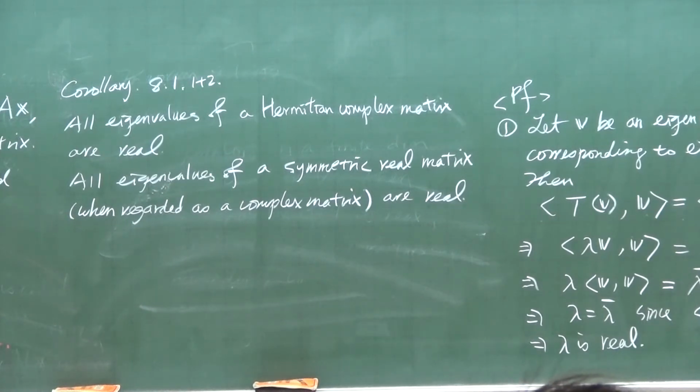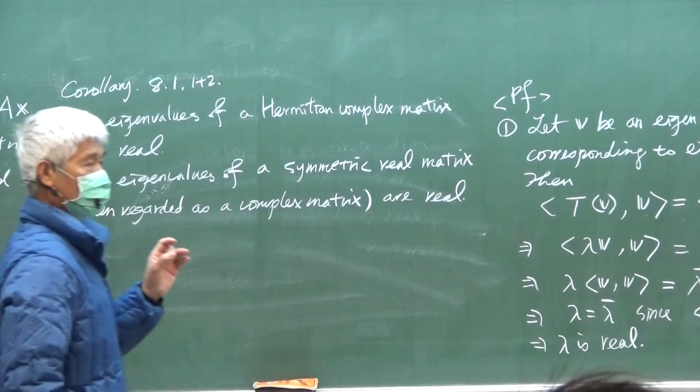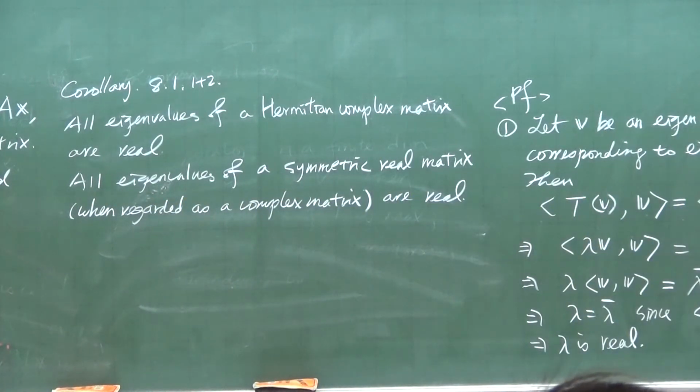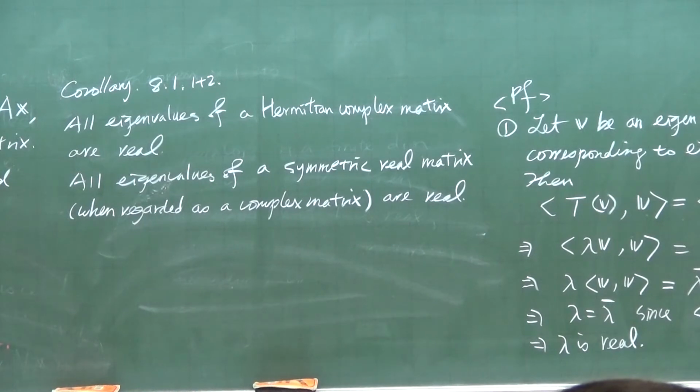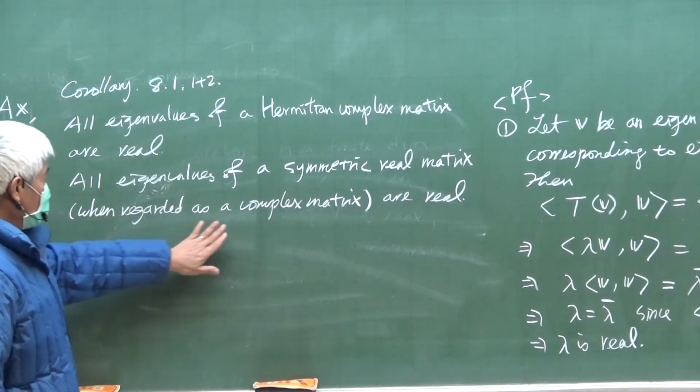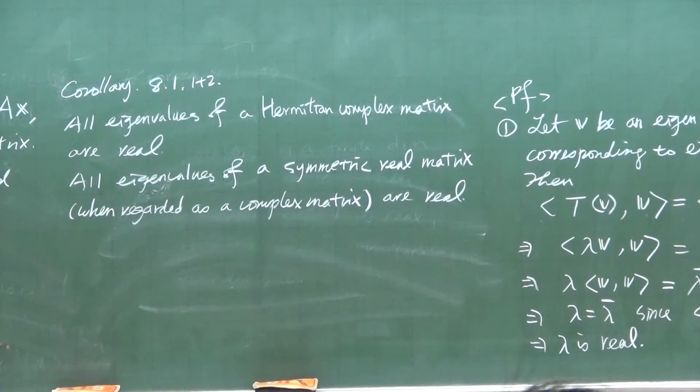But for any complex matrix, you must have at least one complex eigenvalue. Why? Because by the fundamental theorem of algebra, every complex coefficient polynomial has solutions. We can split a complex polynomial into linear factors. This is the fundamental theorem of algebra, proved by Gauss several centuries ago. So any complex matrix will have eigenvalues.